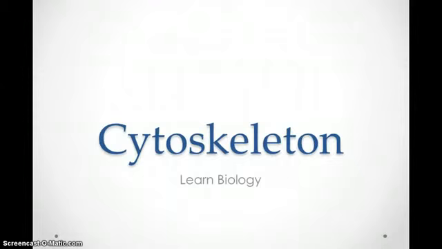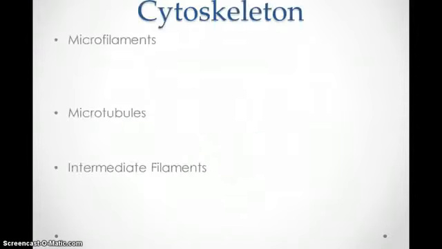The cytoskeleton is the inner framework of cells, and it's comprised of three elements. The three elements are microfilaments, microtubules, and intermediate filaments. These three comprise the cytoskeleton.